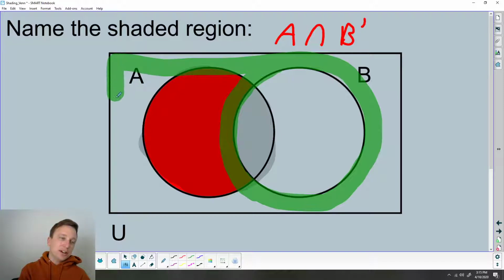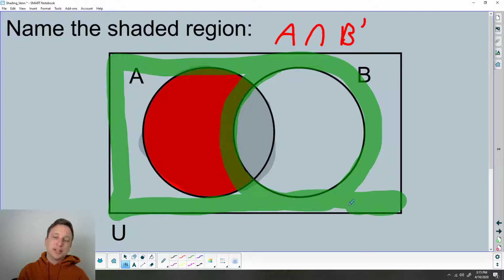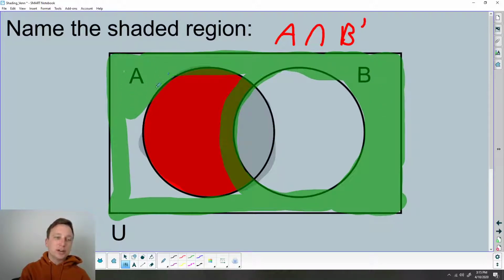But what's going on here is if I start shading B complement, you see that the region we're interested in is where the double overlap is. So whenever we have a double overlap, and that's all we're considering, we're intersecting. So that's a general rule. Or whenever something's taken out of a set, we're intersecting as well.